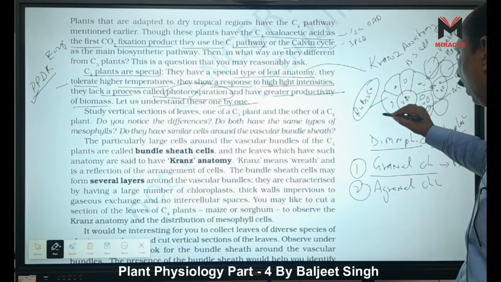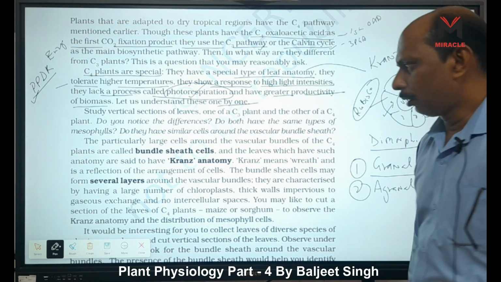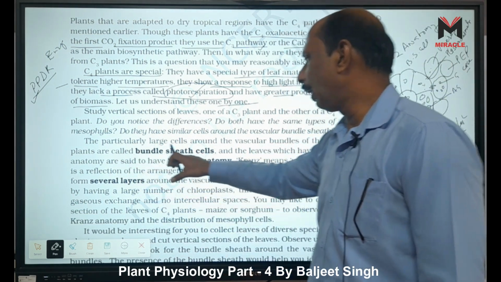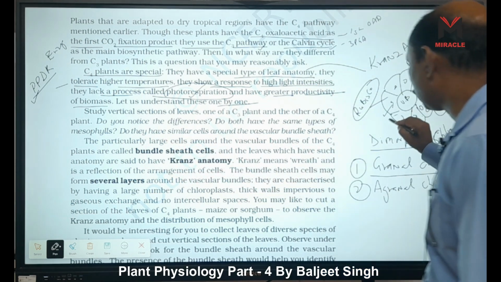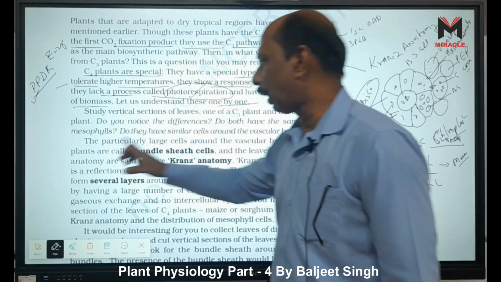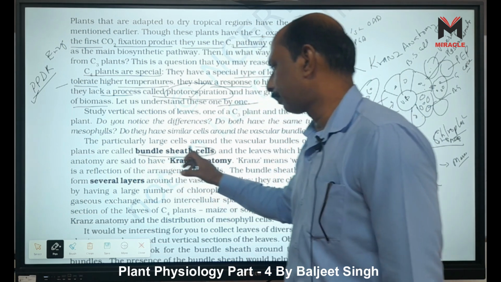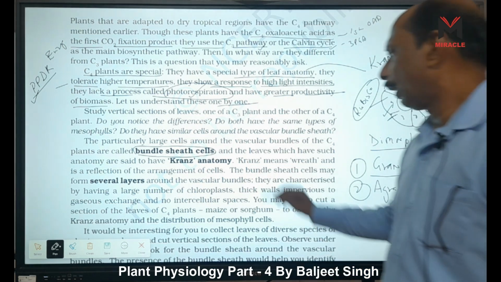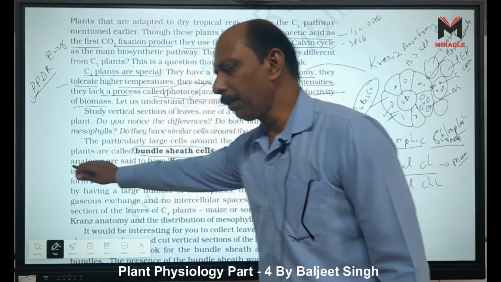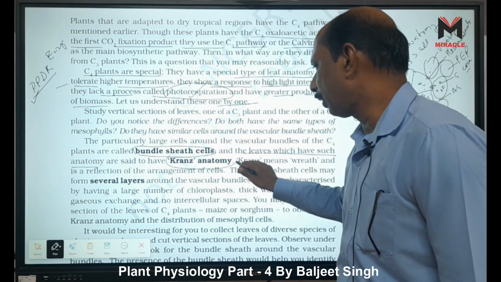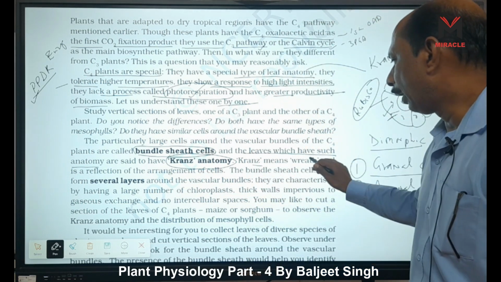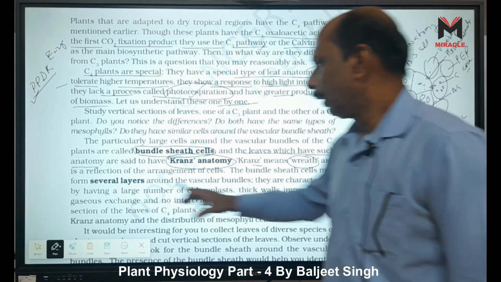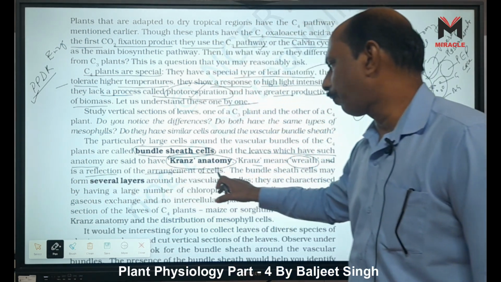Because Kranz anatomy is present only in C4 plants, and this anatomy is absent in C3 plants. The particularly large cells around the vascular bundle, look here, these large cells around the vascular bundles of the C4 plants are called bundle sheath cells, large cells. But in the case of C3 plants, we have no large cells. And the leaves which have such anatomy are called Kranz anatomy. Already I told you, Kranz means what? Wreath. Wreath means covering, right? Surrounding, and it is a reflection of the arrangement of cells.